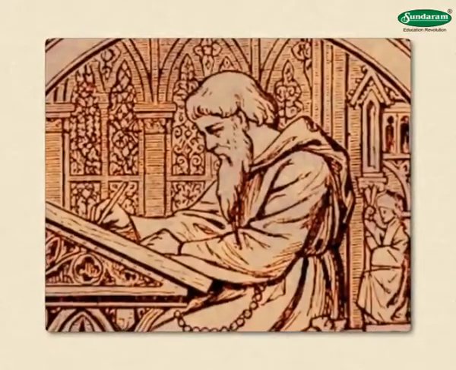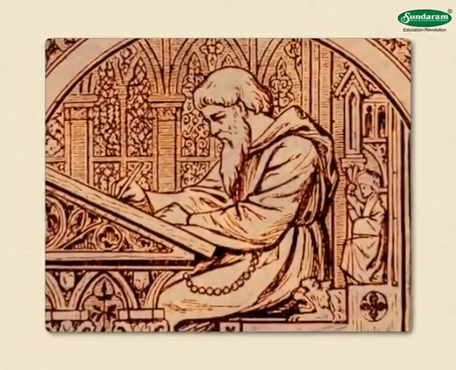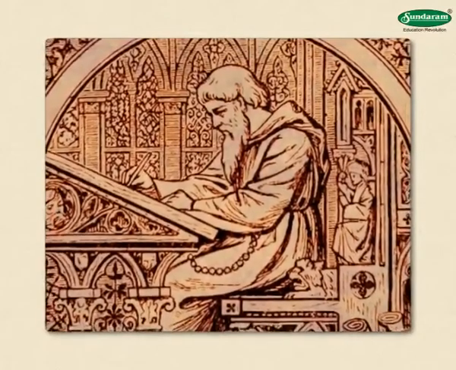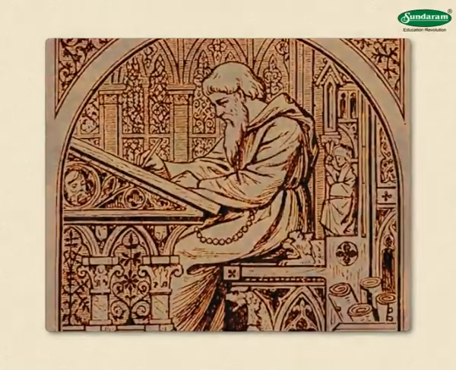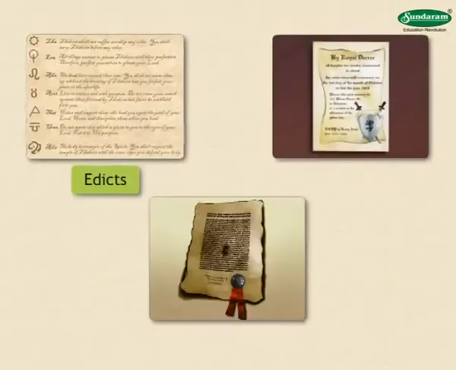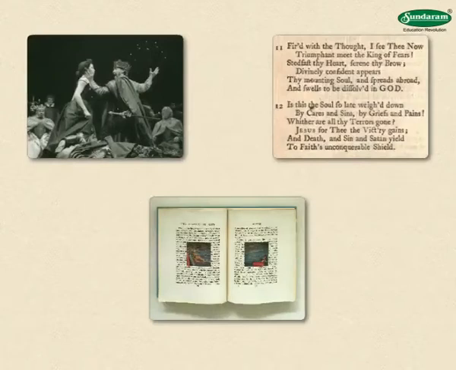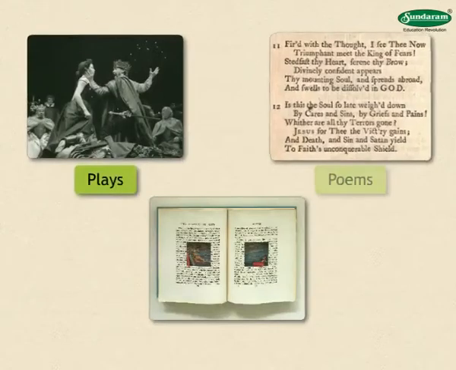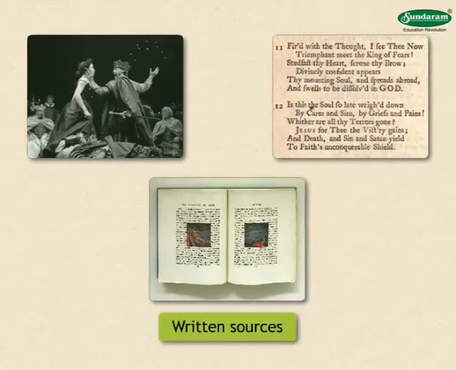It took thousands of years for man to develop a script. As his experience and knowledge increased, he began to use different forms of writing. He began to record the events that took place around him. Accounts of court proceedings were written down. Many kings had their edicts, decrees, and deeds engraved on stone or copper plates. Over a period of time, many forms of literature developed. Plays, poems, travelogues were written. Scientific writing also developed. All this is included in written sources.